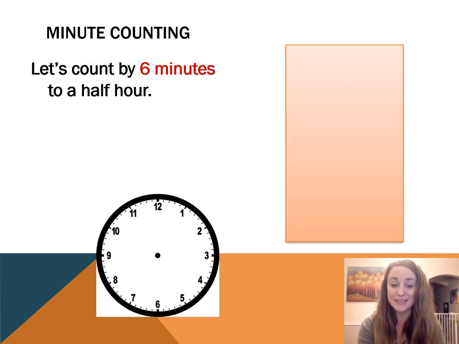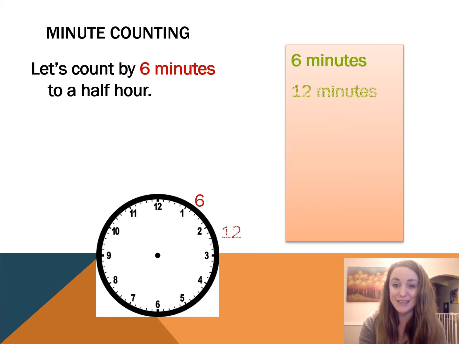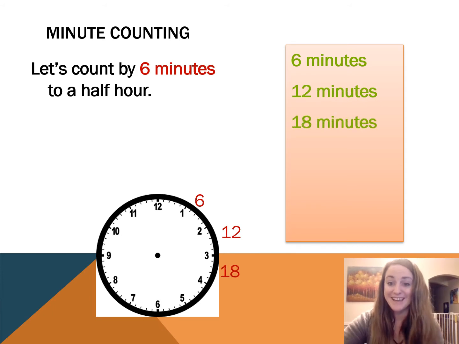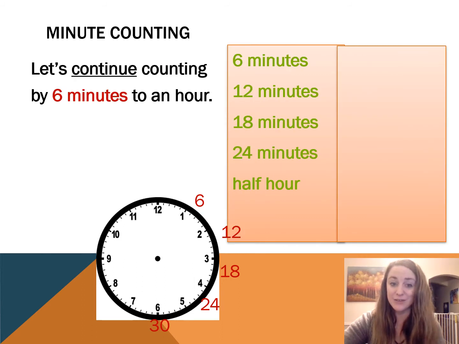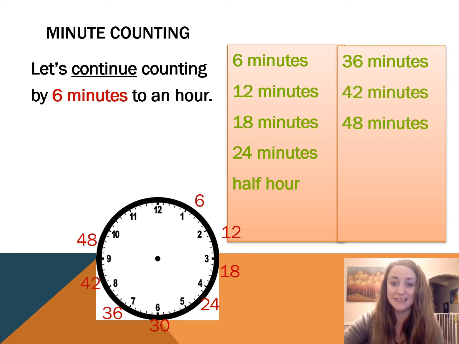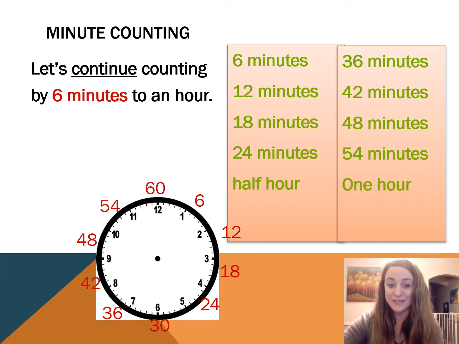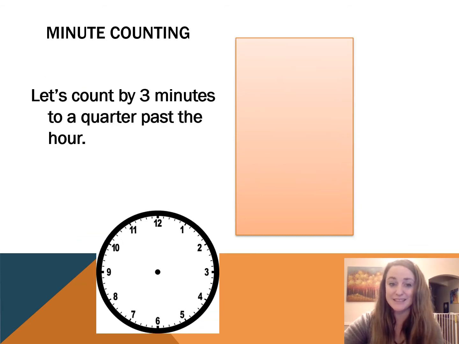Let's count by 6 minutes to a half hour. You can use the words on the screen to count. 6 minutes, 12 minutes, 18 minutes, 24 minutes, a half hour. Let's continue counting by 6 minutes to an hour. 36 minutes, 42 minutes, 48 minutes, 54 minutes, 1 hour, or 60 minutes.